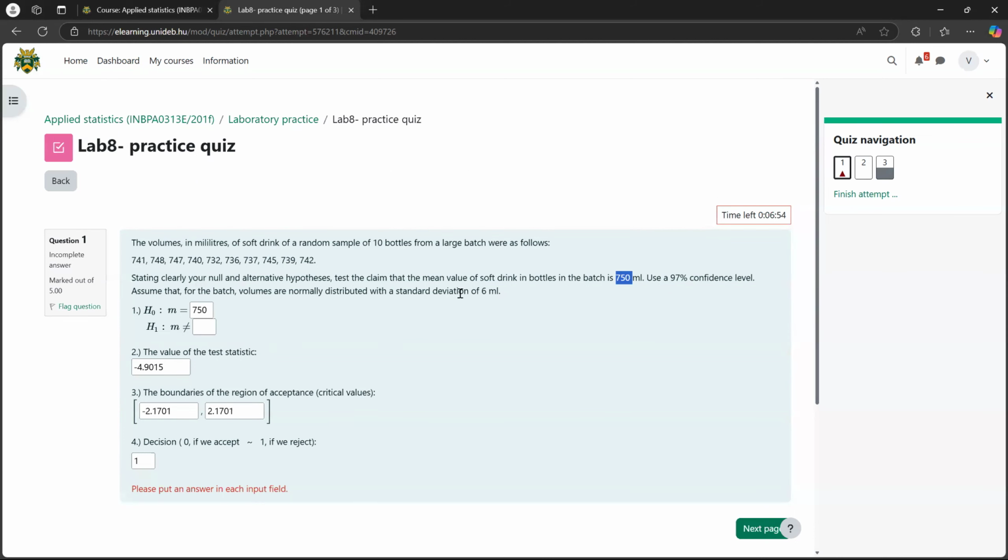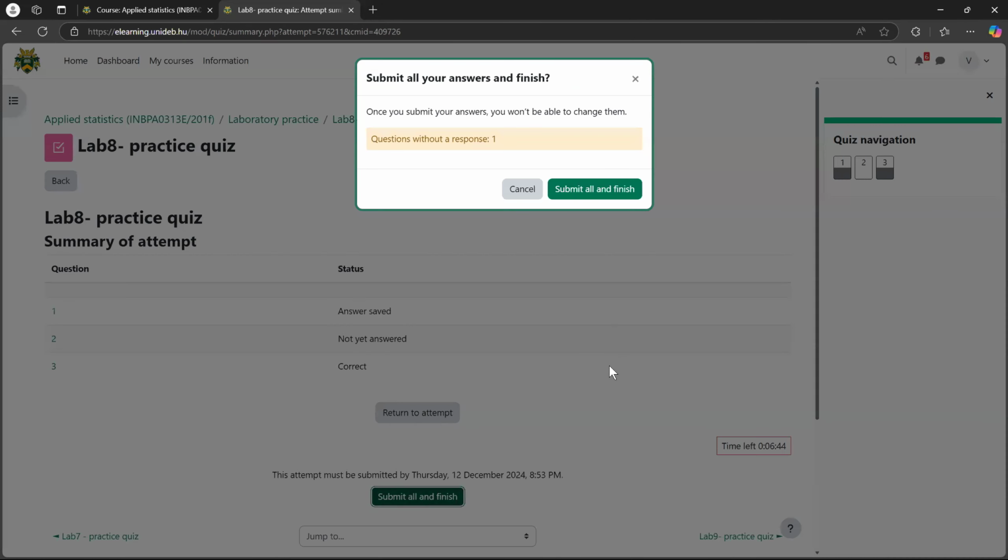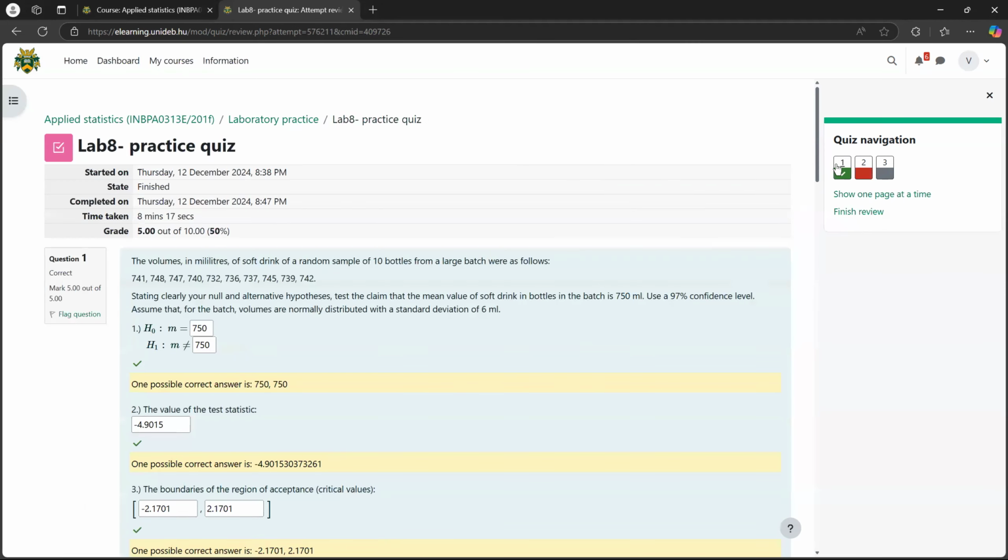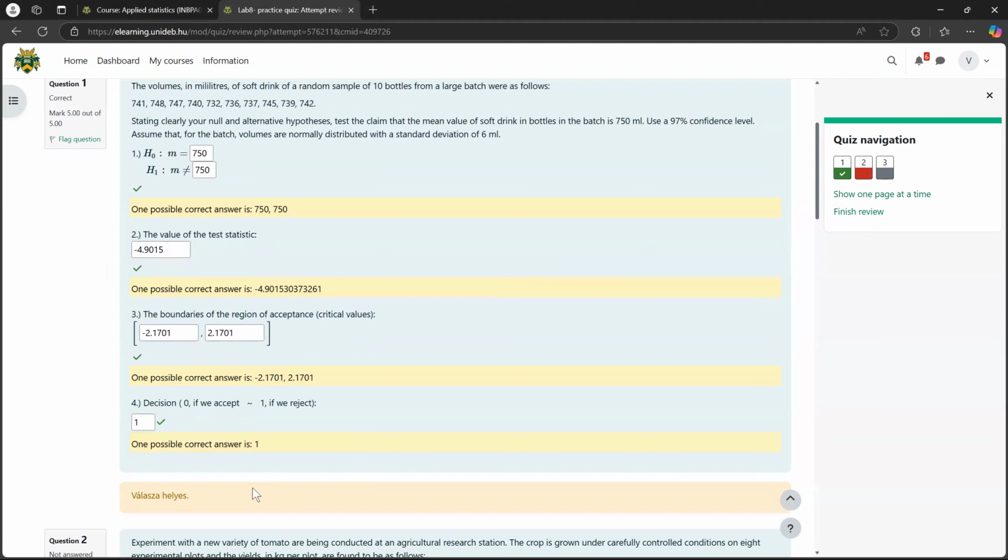He does this to make sure you're paying attention to the question. Okay, or M is not equal to 750. That's it. So that's filled in. I'm going to now finish the attempt. Submit all. It should be correct. Yep, it is completely correct. That is the z-test.